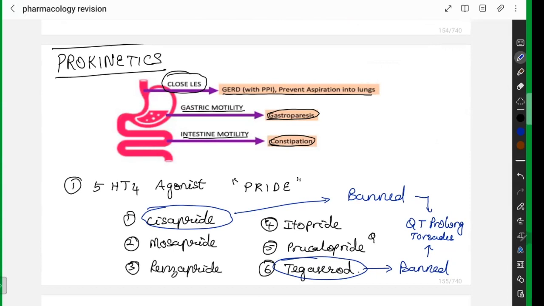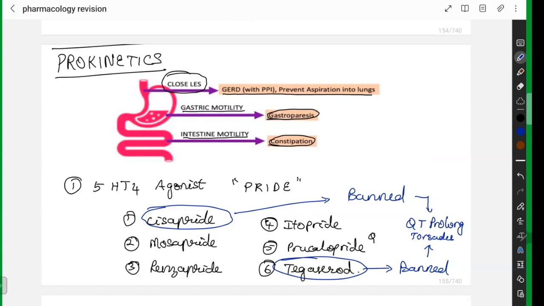There are totally 7 serotonin receptors. Out of that, the 4th serotonin receptor is what we are discussing now. Serotonin receptor 4 is going to be acting as an agonist. Okay? So what are the agonist drugs? So remember, pride. All your pride drugs come under 5-HT4 agonists.